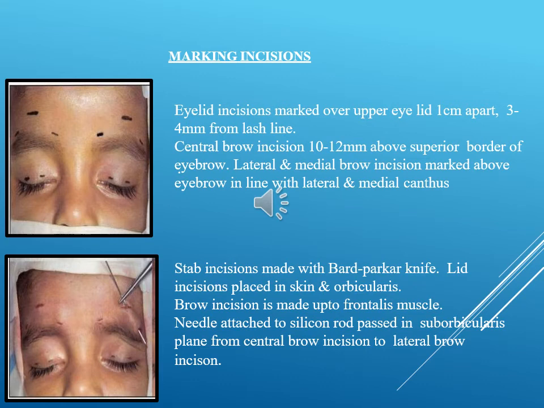So now after the incisions have been marked, the stab incisions are then made with a Bard Parker knife. So the lid incisions, as we discussed earlier, are placed in the lid, skin, and the orbicularis. And the brow incision is then made up to the frontalis muscle. Once these incisions are made, the needle is then passed in the suborbicularis plane from the central brow incision to the lateral brow incision. And this needle is then attached to a silicone rod.